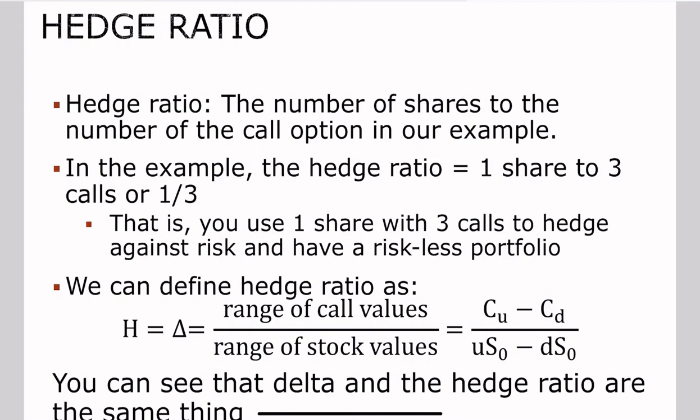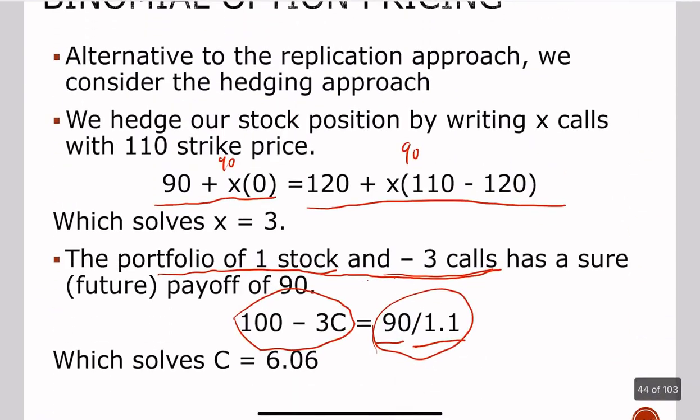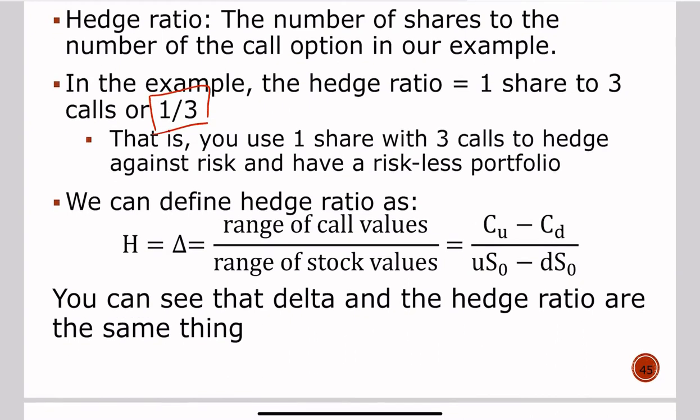Okay, so you can see that in this example, right? What is the hedge ratio here? If you look at our portfolio, for one stock, you will write 3 calls to hedge against its risk. So you can see here the hedge ratio is given by 1 share versus 3 calls, or 1/3, right? Now, how do you calculate hedge ratio?